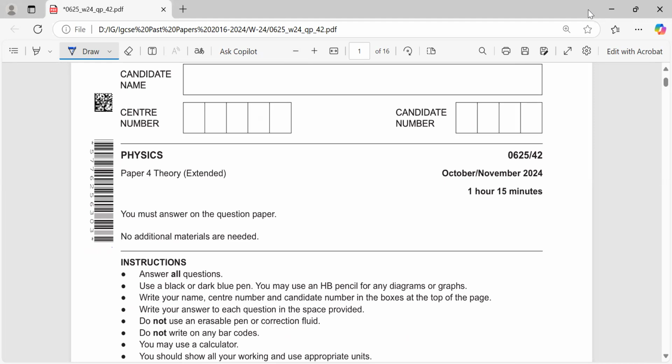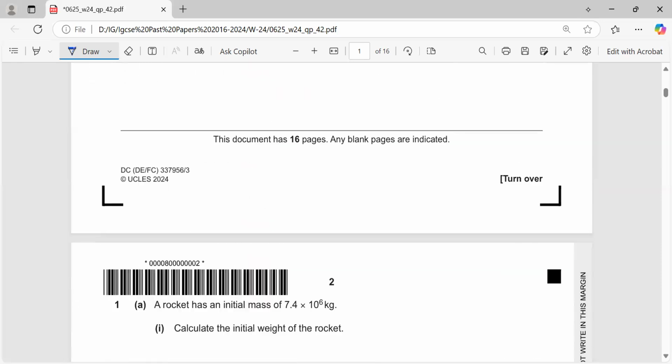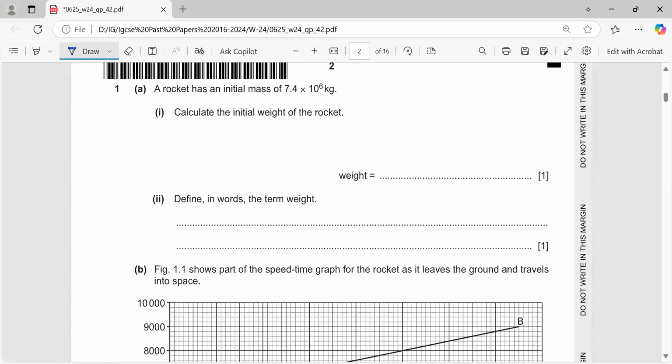Last three blocks of this paper we have discussed, and now we are going to solve the first three blocks of this paper. This is the same October November 2024, paper 4 variant 2, and let's start it. So first of all, question number 1, let's see.